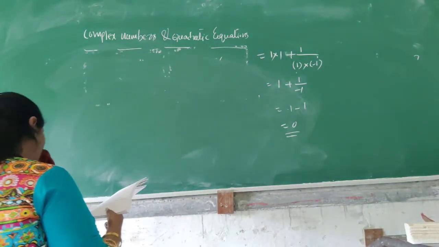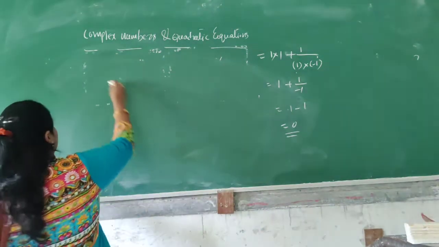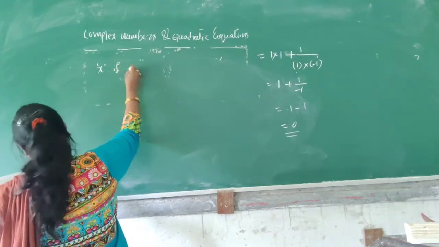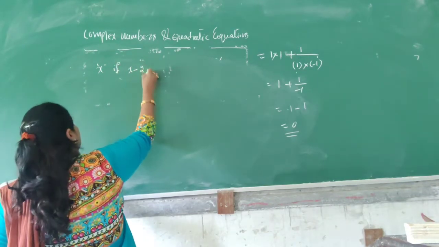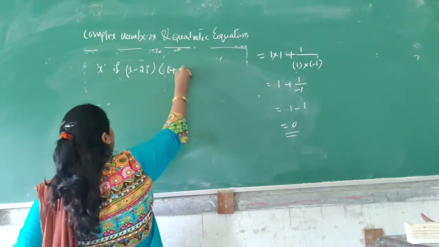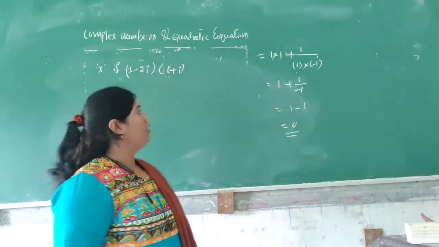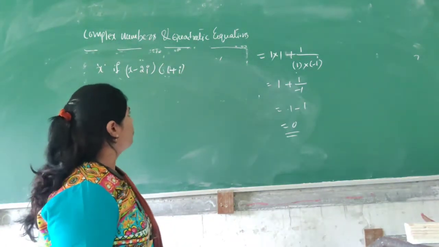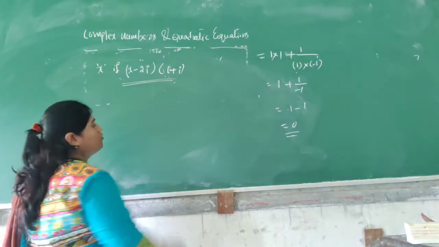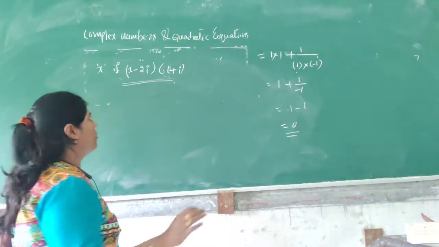This one is: find the real number x, if x minus 2i times 1 plus i is purely imaginary. We have to find the real number x. This one is the multiplication of complex numbers.